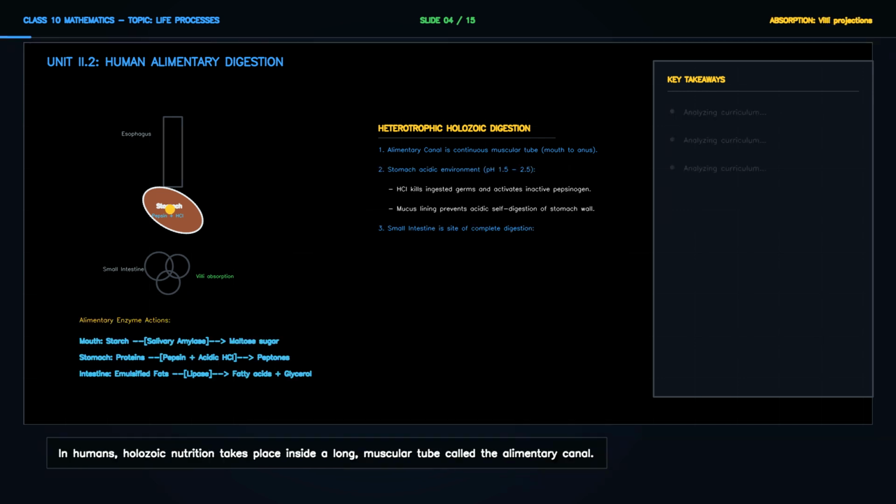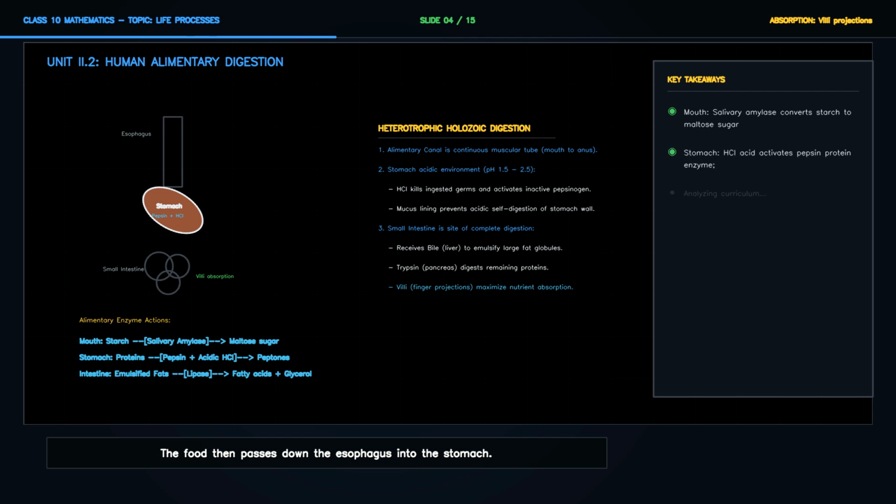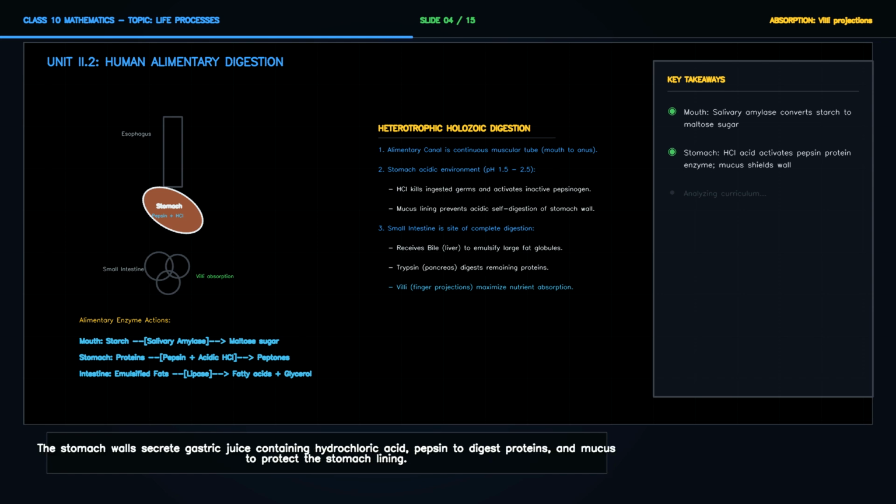In humans, Holozoic nutrition takes place inside a long, muscular tube called the alimentary canal. Digestion begins in the mouth, where salivary amylase breaks down starch into simple sugars. The food then passes down the esophagus into the stomach. The stomach walls secrete gastric juice containing hydrochloric acid, pepsin to digest proteins, and mucus to protect the stomach lining.